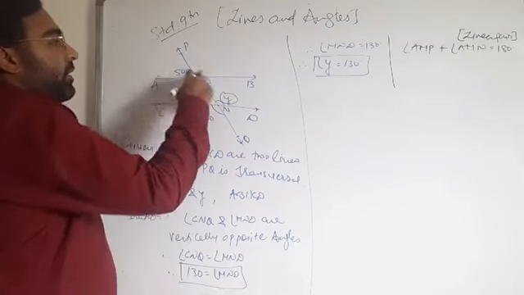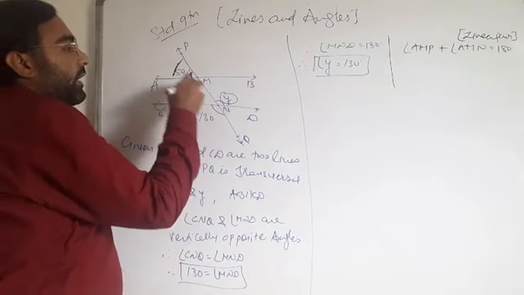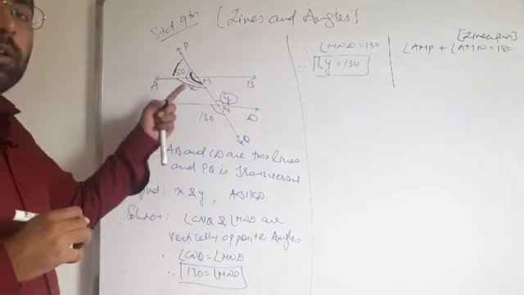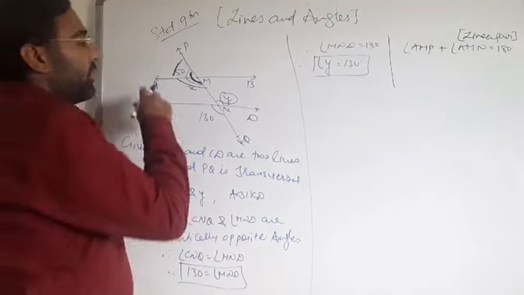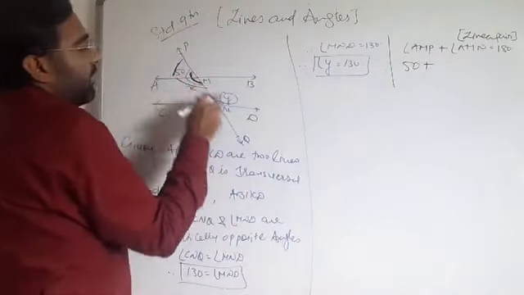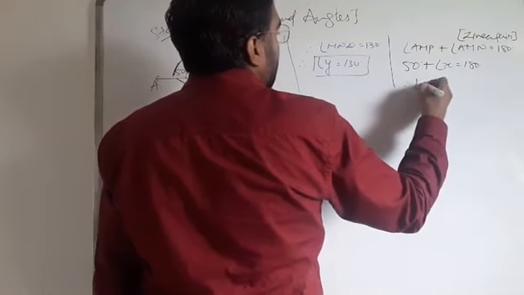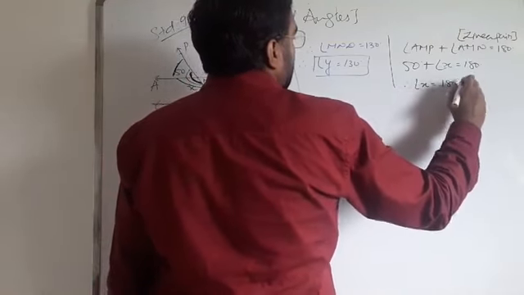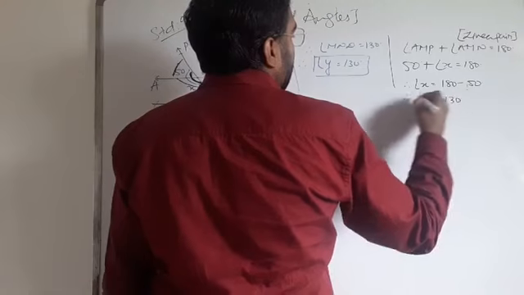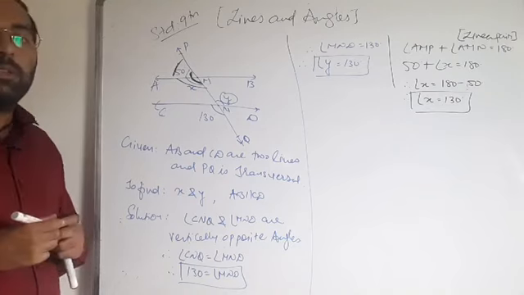Okay, AMP, this angle, and AMN, this angle, the sum of these two angles is equal to 180 degrees because they are a linear pair. Now AMP is 50 degrees plus AMN, which is denoted as angle x. So angle x equals 180 minus 50. Therefore angle x equals 130 degrees.